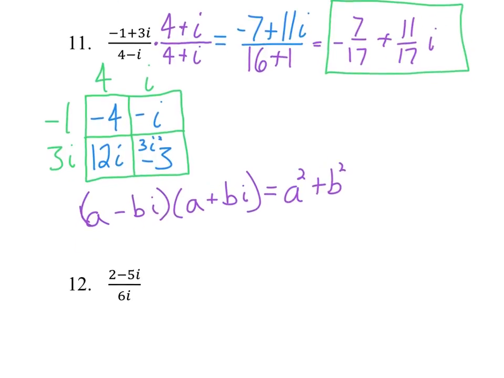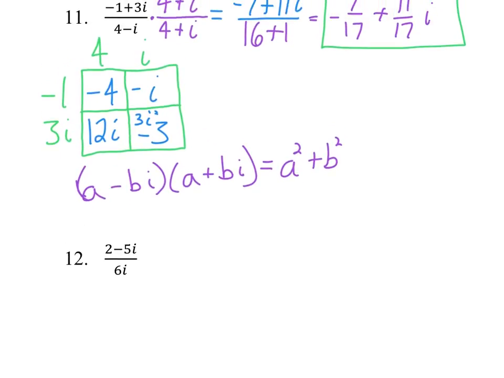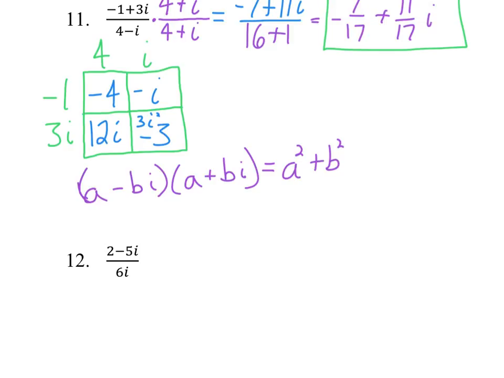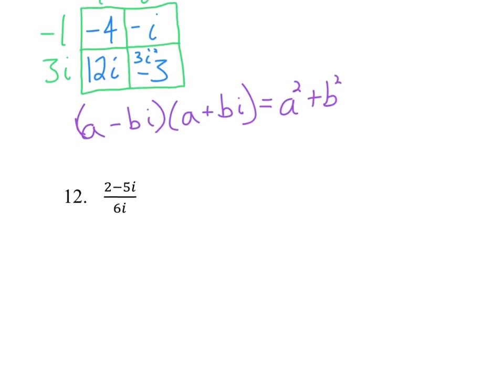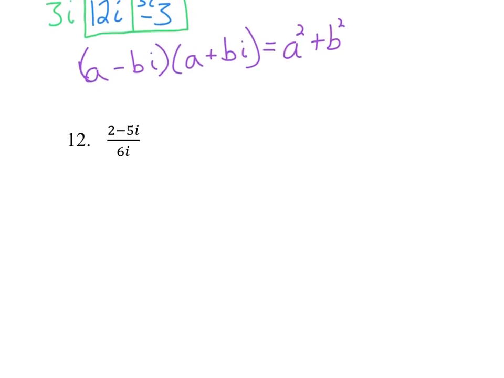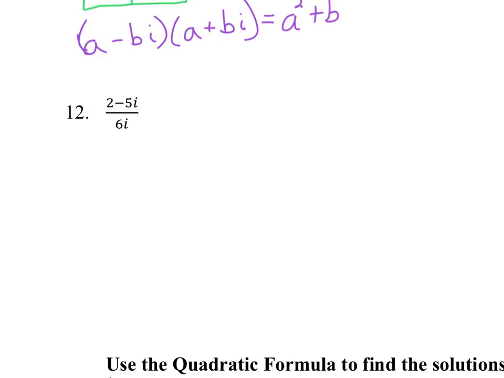Now comparing that to number 12. So in 11 we had 4 minus i in the denominator. We had to use the full complex conjugate 4 plus i to cancel out those complex numbers in the denominator. Number 12 though, we just have that little 6i there. Now here you could use the complex conjugate, which would be negative 6i, but we can also get away with a bit of a shortcut.